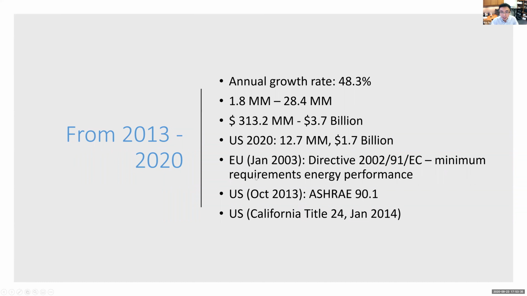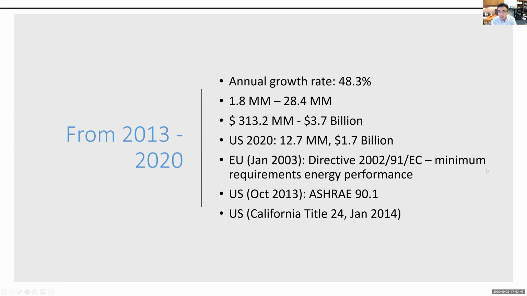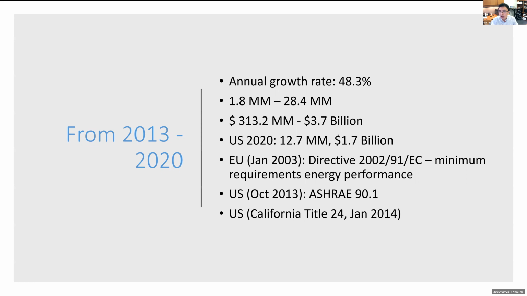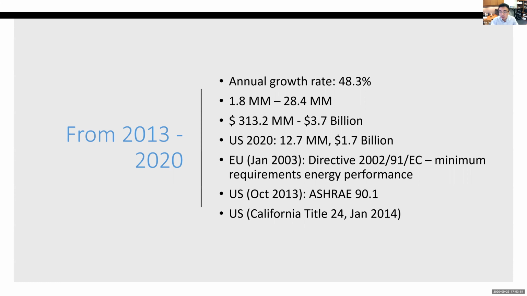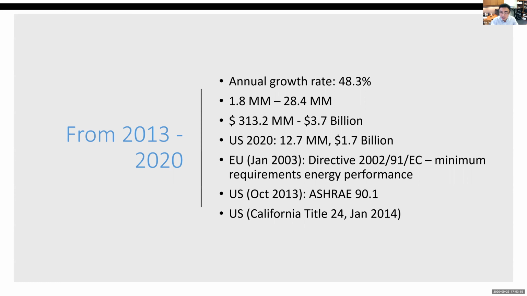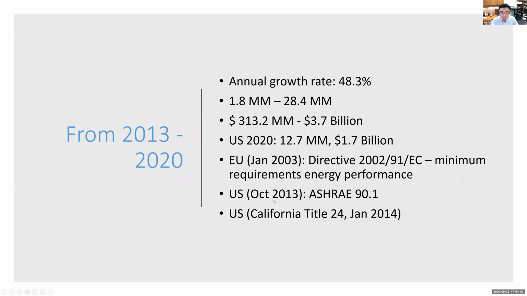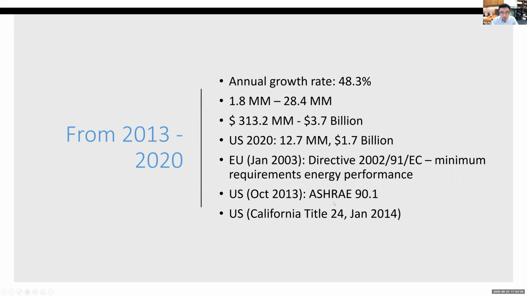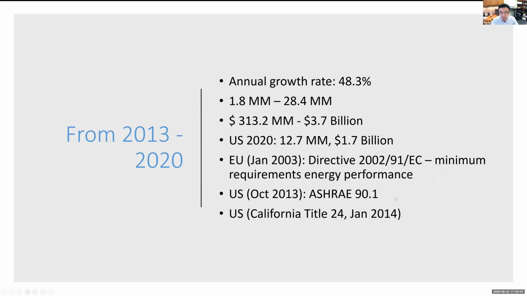In the European Union, they announced a directive, 2002/91/EC. They basically required a minimum energy performance for buildings. In order to achieve that, a significant requirement is to have a sensor network in new buildings. And the relevant US regulation related to the use of sensors in buildings is ASHRAE 90.1.